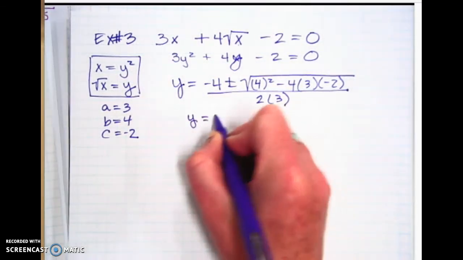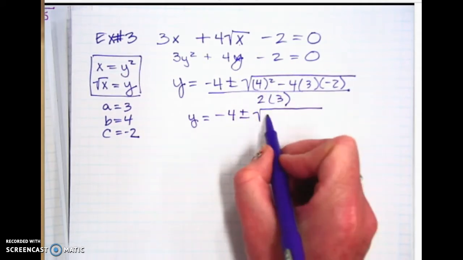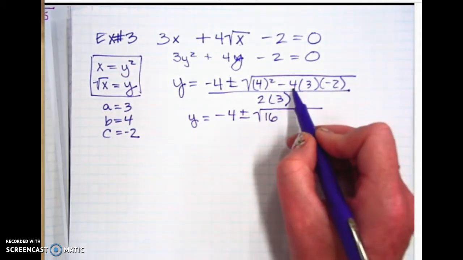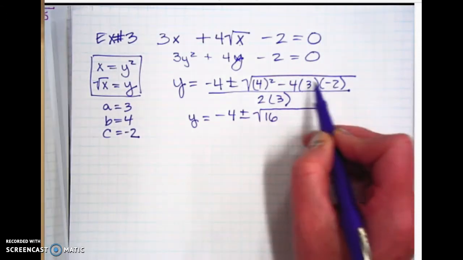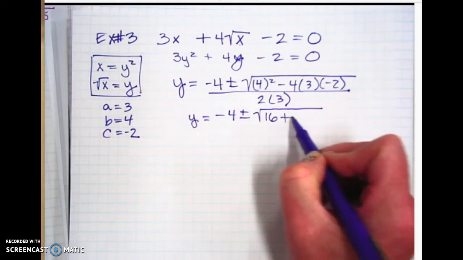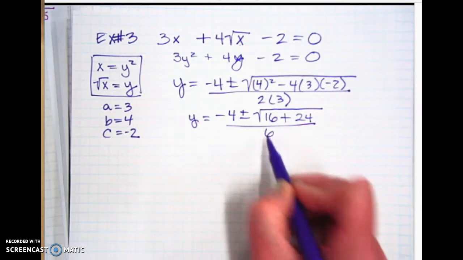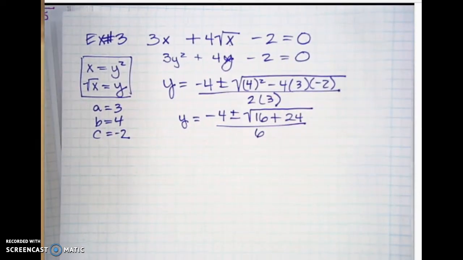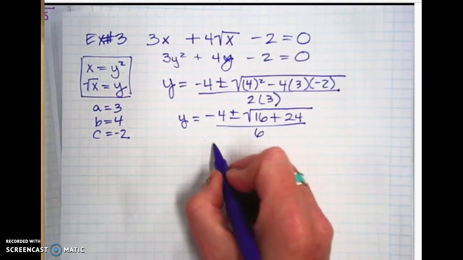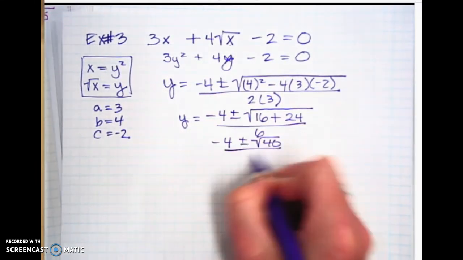So y is going to be equal to -4 plus or minus, and then under that square root, 4 squared is 16. 4 times 3 is 12. 12 times -2 is -24. But it's minus -24, so I'm going to say plus 24. All over 6. The next thing I see I can simplify is under that radical, right? What's 16 plus 24? 40. So we have -4 plus or minus the square root of 40 over 6.